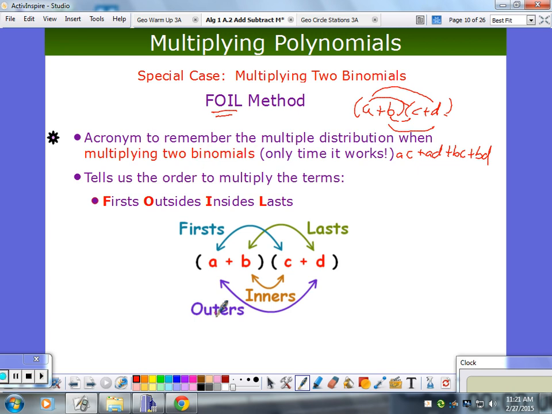Yes? Would it still work if you had it the opposite way? Yes, it does. That's an interesting question. Let's try it. Now I'm writing them in alphabetical order. C times A, I like writing in alphabetical order. That's first. Outside, C times B, I'm going to write it as B times C. Insides, that's AD, right? Last, BD. Is this the same as what I got over here? Now the order's slightly different. Is that okay? Yes, right? You have the commutative property of addition. So remember, it does not matter what order you multiply things. So that's fine. That's a really great question.